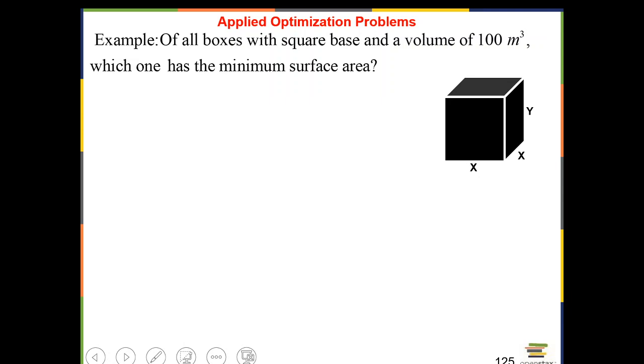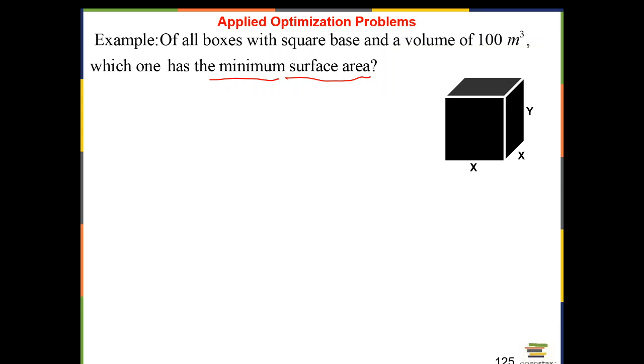It says, of all boxes with a square base and a volume of 100 cubic meters, which one has the minimum surface area? So here is a cube, and not cube, but rectangular prism, right? It's a box. The base is square, but the height could be any variable, right? So we have two variables, x and y. Now what is it that we want to optimize in this case? Surface area, right? Surface area has to be minimized.